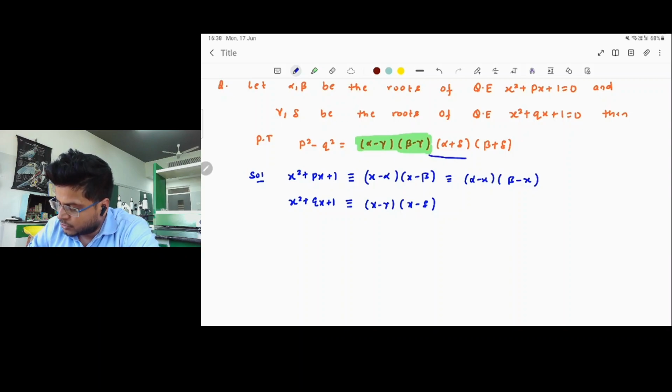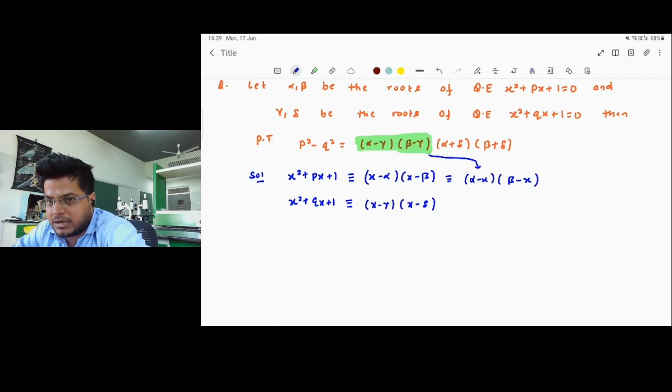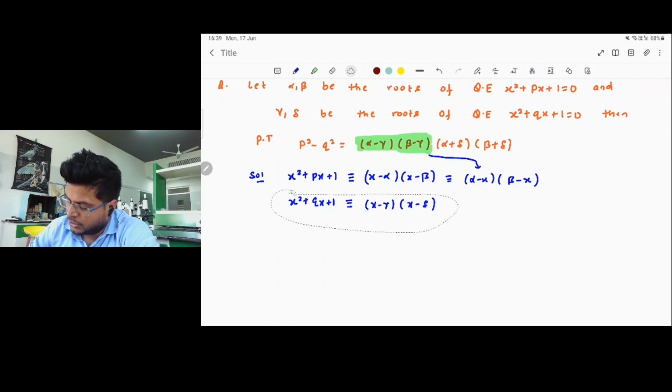Now I'm saying, see these two ways. And what thought is emerging? That if we replace x equals gamma, we will be able to generate this, isn't it? So let's do it.